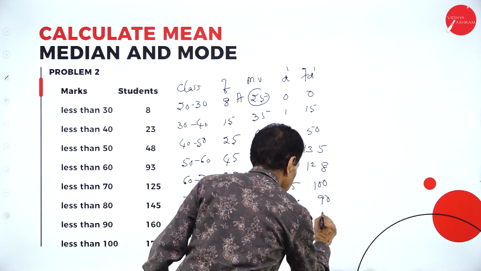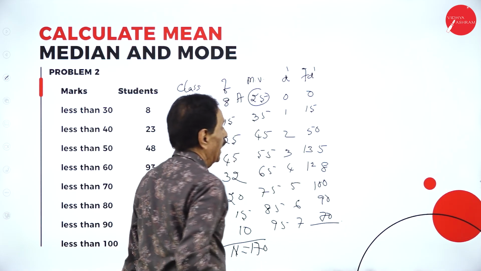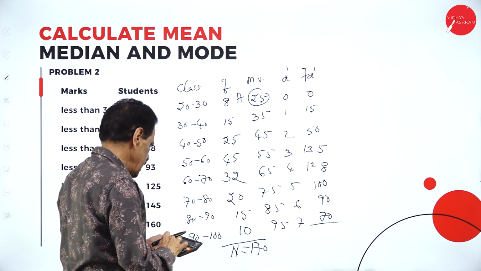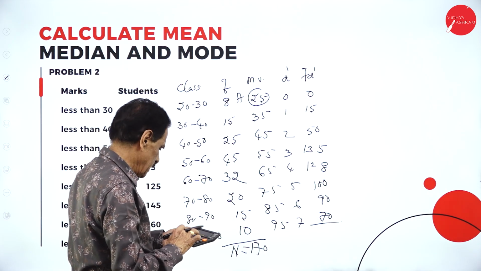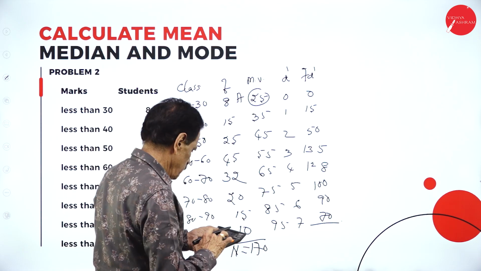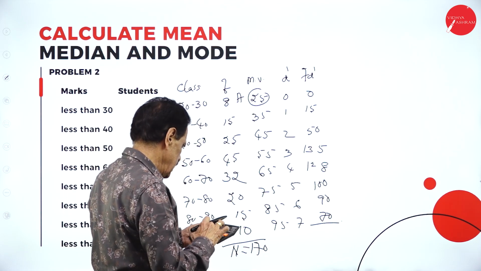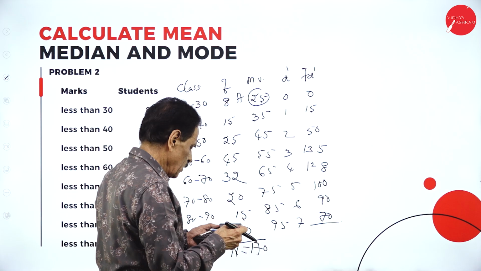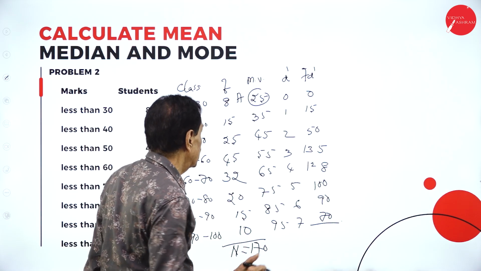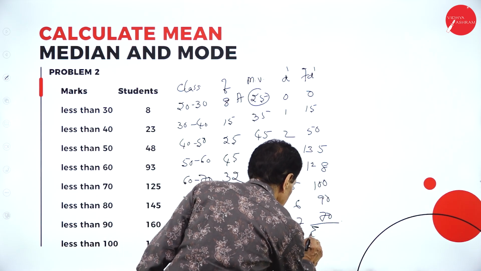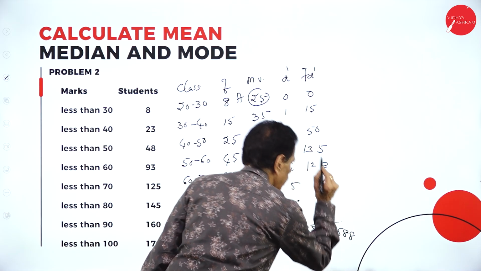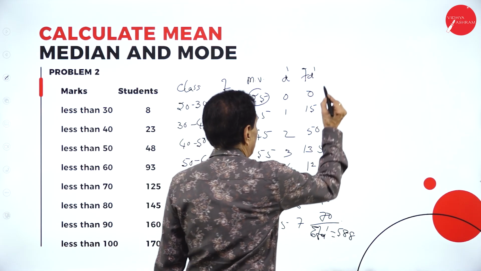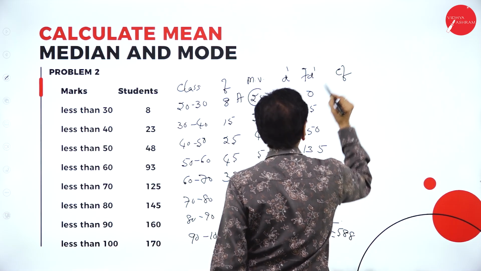10 sevens are 70. Add the figures: 15 plus 50 plus 135 plus 128 plus 100 plus 90 plus 70 is equal to 588. Sigma fd dash is 588. Then the cumulative frequency, CF.